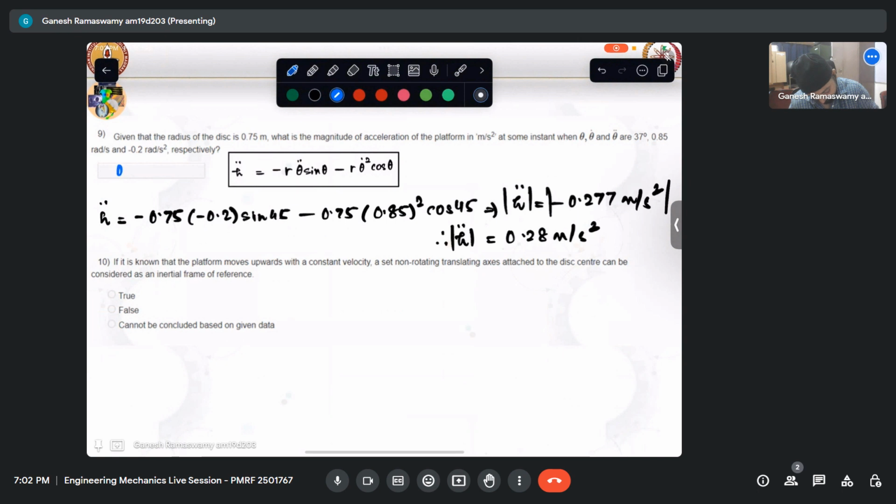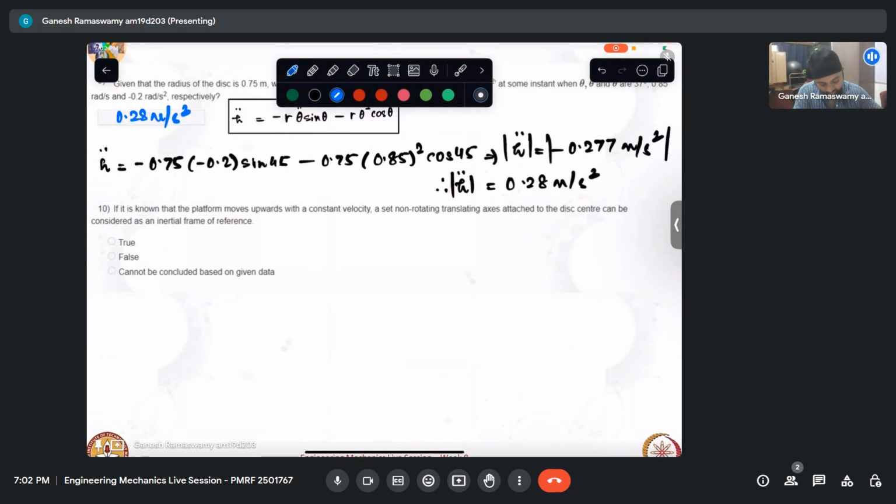So that is my answer. Now the next question asks, if it is known that the platform moves upward with a constant velocity, a set of non-rotating translating axes attached to the disk center can be considered as an inertial frame of reference or not. Now let us see this.